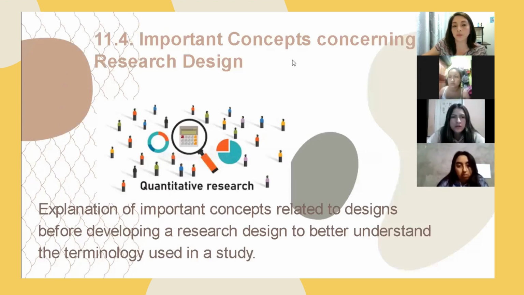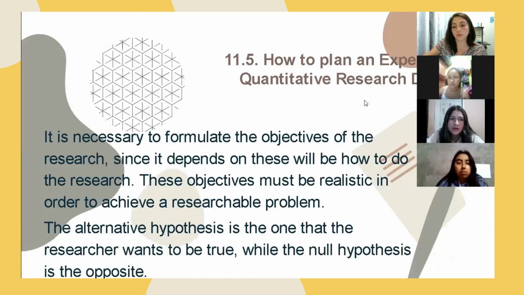Important concepts concerning research design. Explanation of important concepts related to the things before developing a research design, to better understand the terminology used in a study. How to plan an experimental quantitative research design. It is necessary to formulate the objectives of the research, since it depends on this how to do the research. These objectives must be realistic in order to achieve a researchable problem.